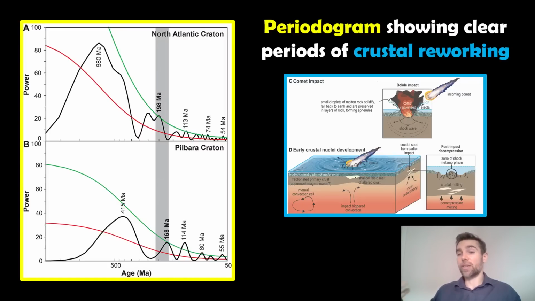But on the right-hand side there, you've basically got how these impacts could do the crustal reworking and how it actually pushes it down into the mantle. You then get significant melting of that, which you can then detect.